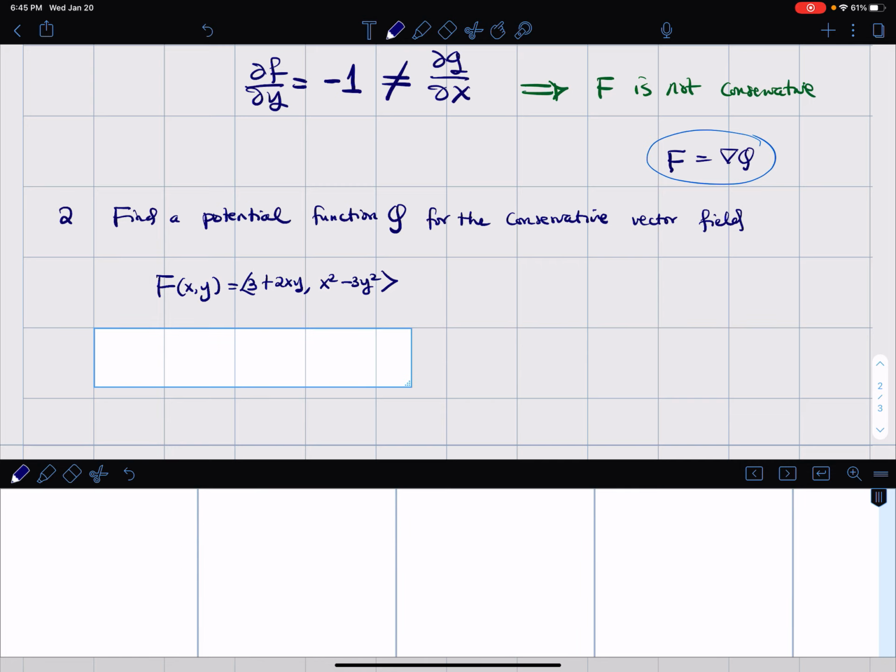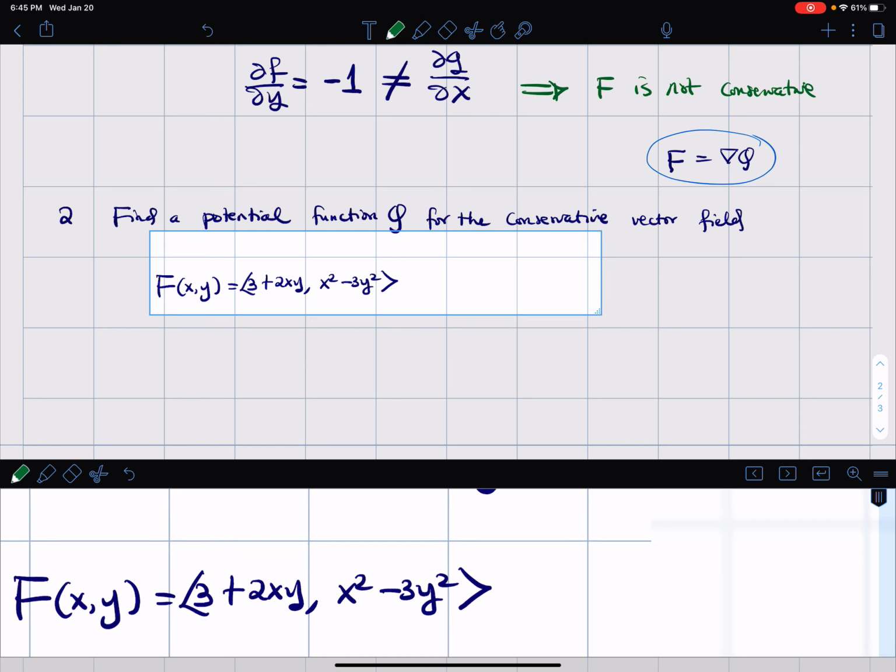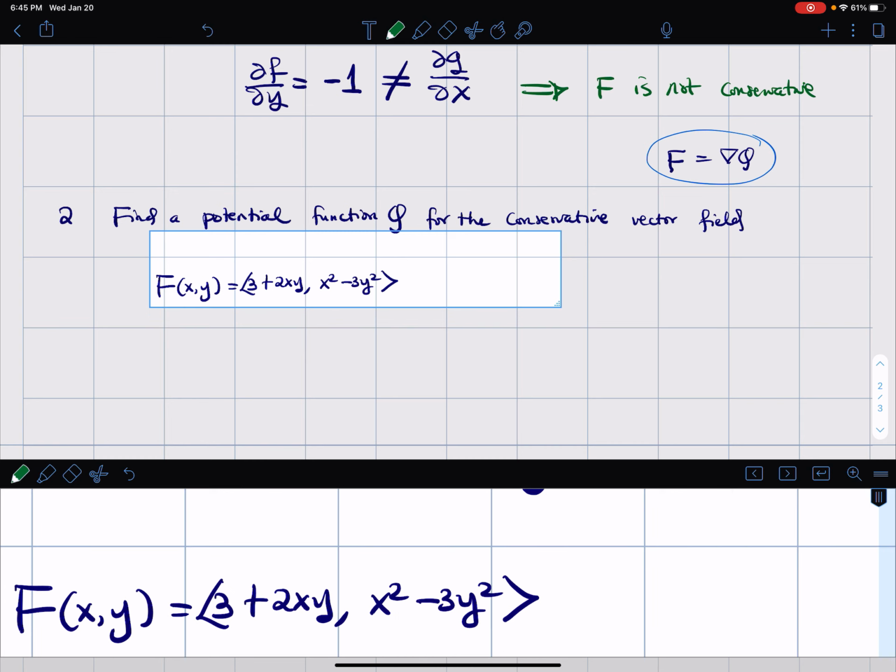All right. Now, it is true that f is conservative here, which means that f is the gradient of phi. So that means that this is the partial derivative of phi with respect to x, and this is the partial derivative of phi with respect to y. Or let's write it like this. It doesn't matter. This is dphi/dx, dphi/dy. You can use either.